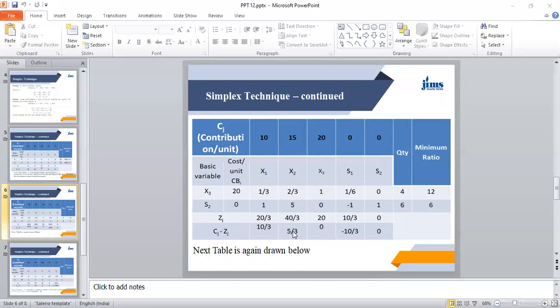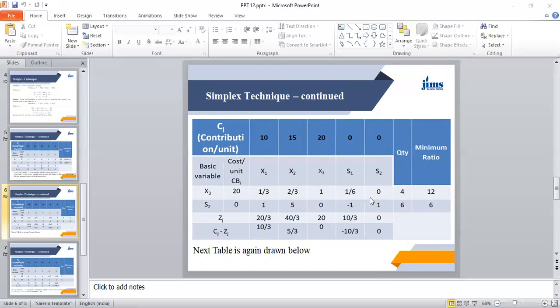So what is the maximum value? 10 by 3 is equal to 3.33, 5 by 3 is equal to 1.6 around. So 10 by 3 is the maximum value. So this column will become the key column. It means that X1 will come in the next iteration.